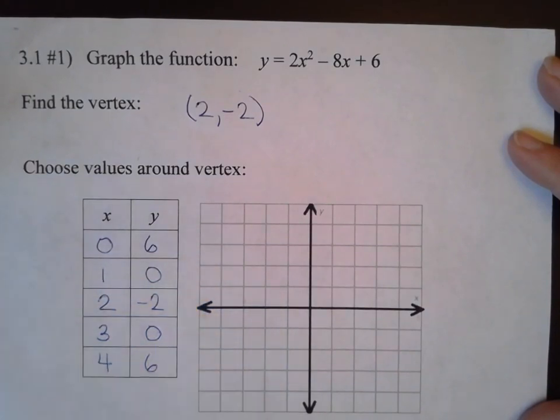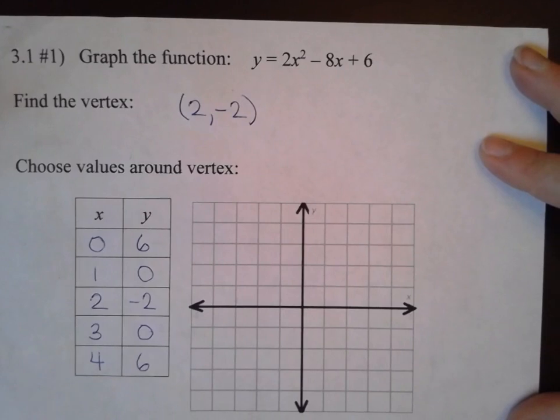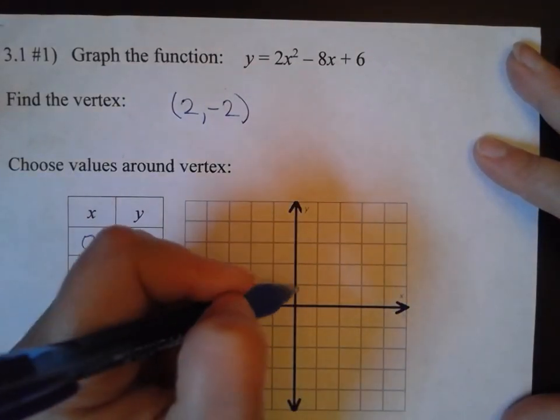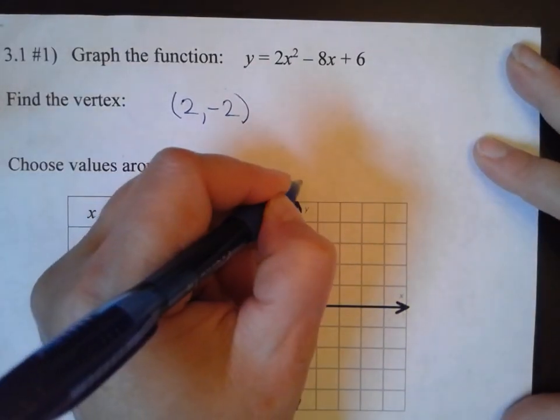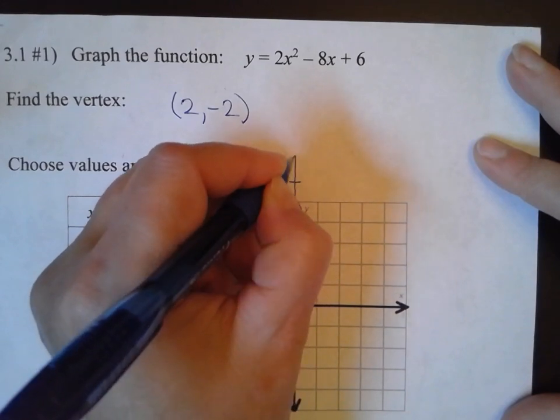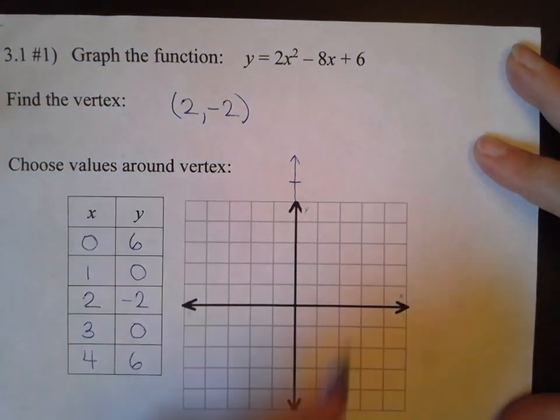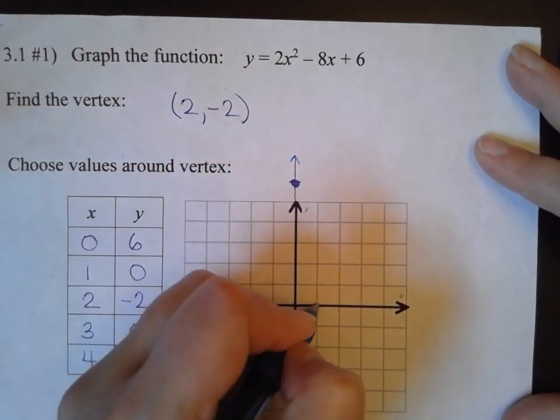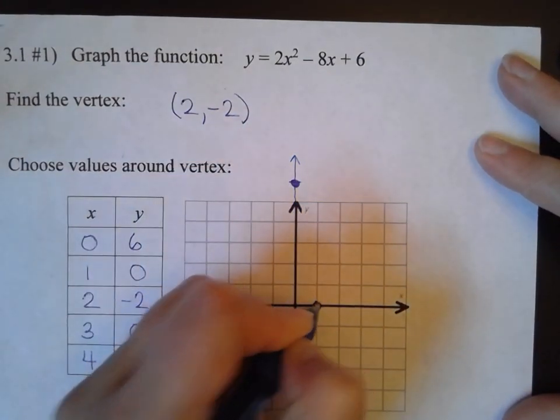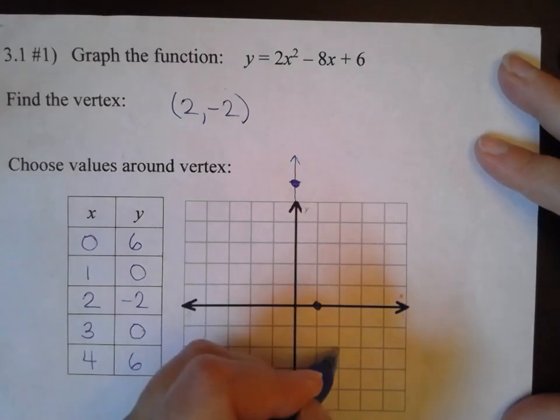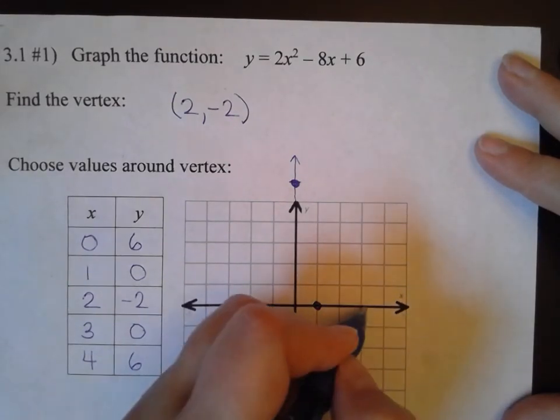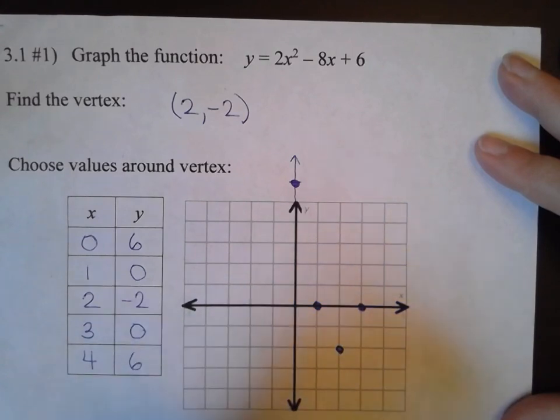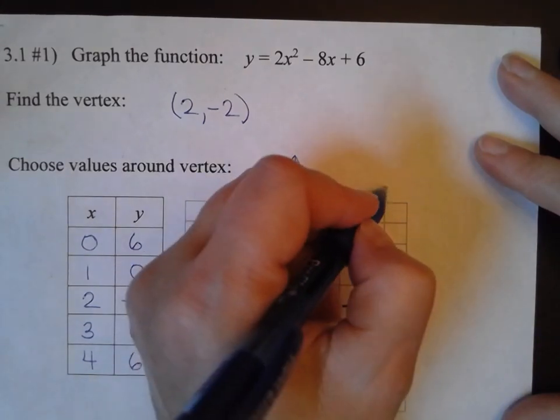6. So let's plot these. You know what? I don't think my grid is big enough. We'll just add a tick mark up here. So we're at (0, 6), (1, 0), (2, -2), (3, 0), and (4, 6).